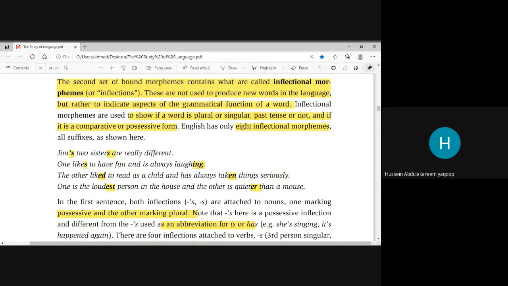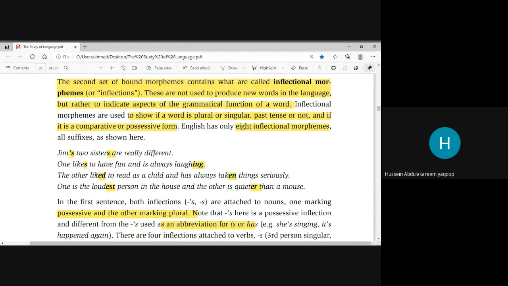Now, again, we have this one: always laughing. This ing means continuity. Now, this ed, what does it indicate? The other one, liked. What do you think? Very quickly, please. This ed: past tense. Now, what about the en here? What does it indicate, the en? The past participle.